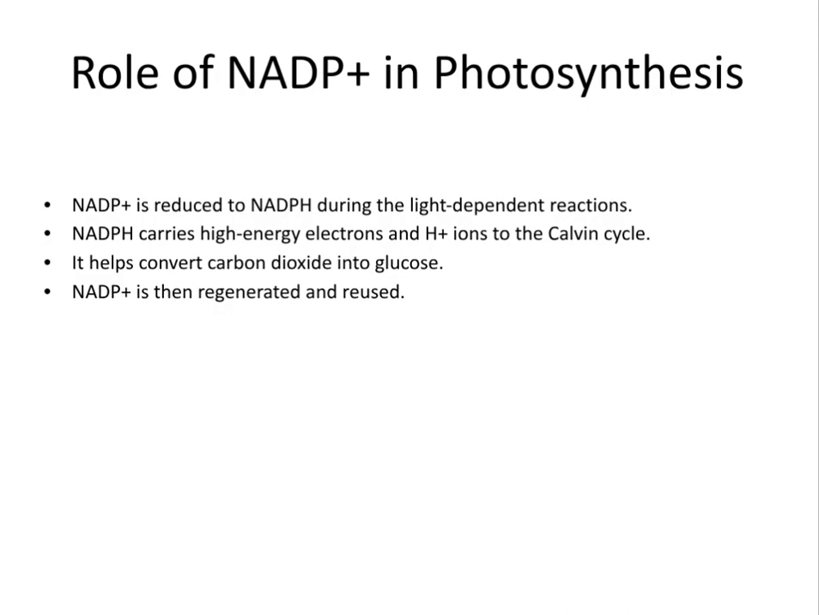The role of NADP plus in photosynthesis. NADP plus is reduced to NADPH during the light-dependent reactions. NADPH carries high energy electrons and H plus ions to the Calvin cycle. It helps convert carbon dioxide into glucose. NADP plus is then regenerated and reused.